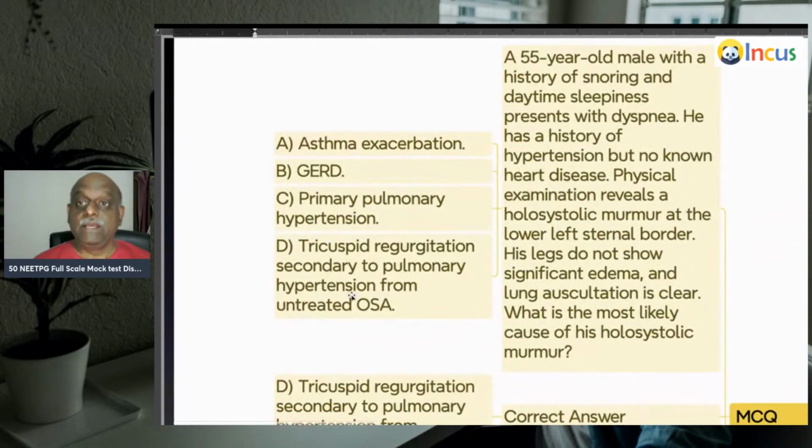A 55-year-old male with a history of snoring, daytime sleepiness, presenting with dyspnea. Holosystolic murmur at the lower left sternal border.